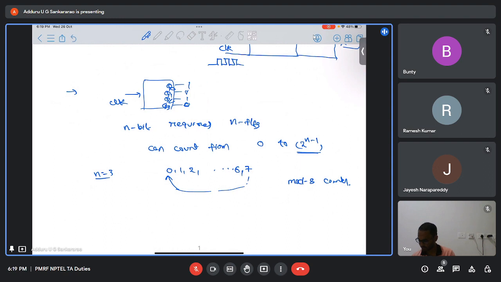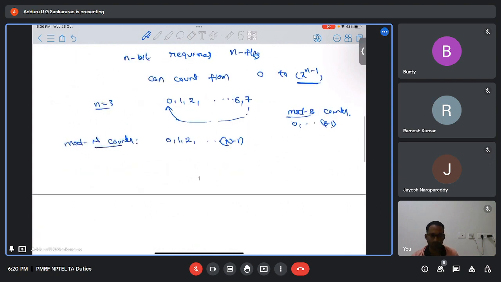Okay. So if it is a mod n counter, let us say a mod 8 counter, it can count from 0 to 8 minus 1. A mod n counter means it can count states from 0, 1, 2 up to n minus 1. How many states it can count, that is nothing but the modulus n of the counter.